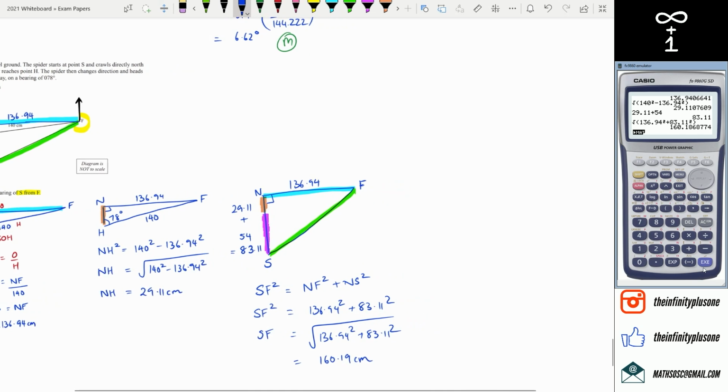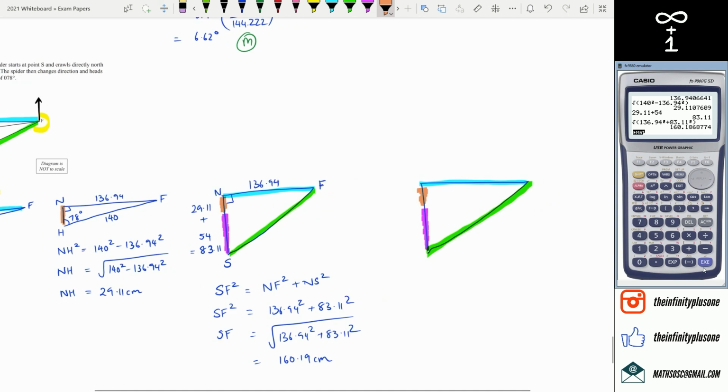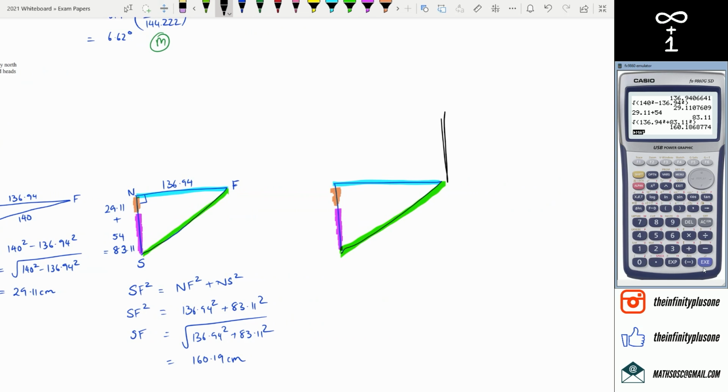Now, here's the thing. Let's actually draw this triangle again. There's my light blue part. There's my green part. And there's my pink and orange part. And as I said to you guys before, the angle that I'm trying to work out is this angle here, which is going around. Now, I already know a couple of things. I know that this is 90 degrees. And if I work out what this angle is, then I can go 360 minus 90 minus that pink angle. I'm going to get the bearing, right? So that's what I've got to do.